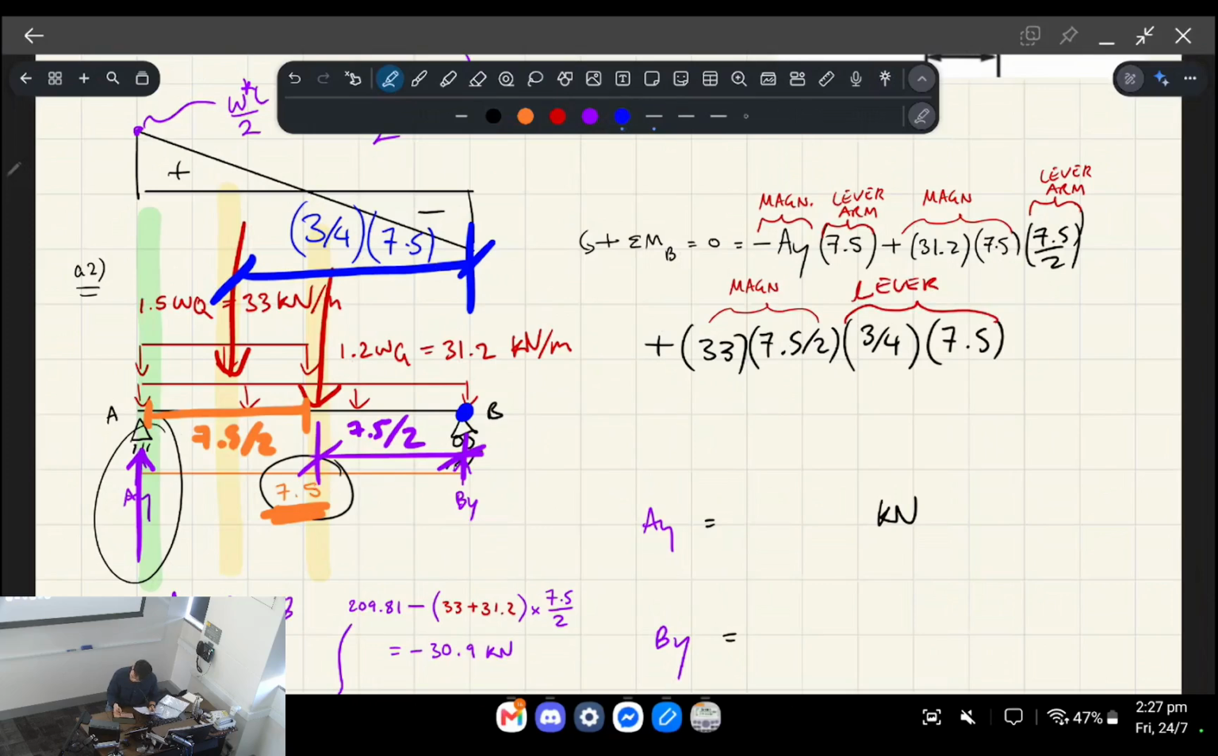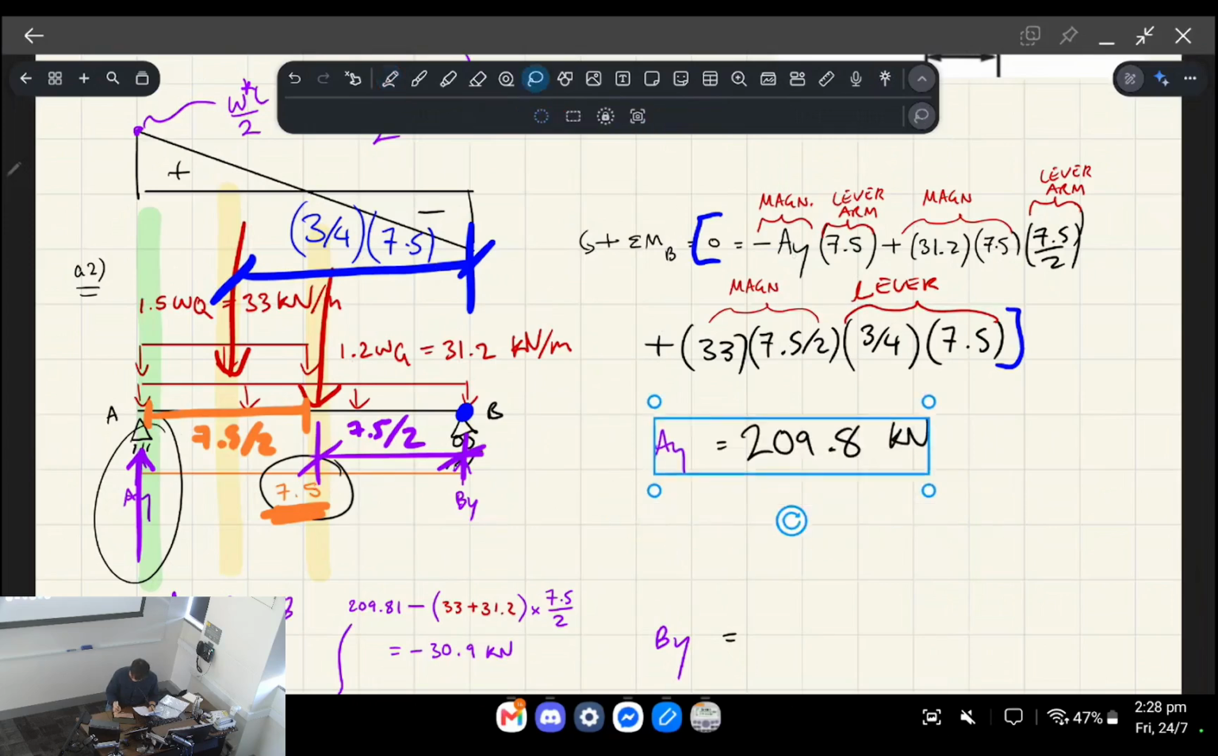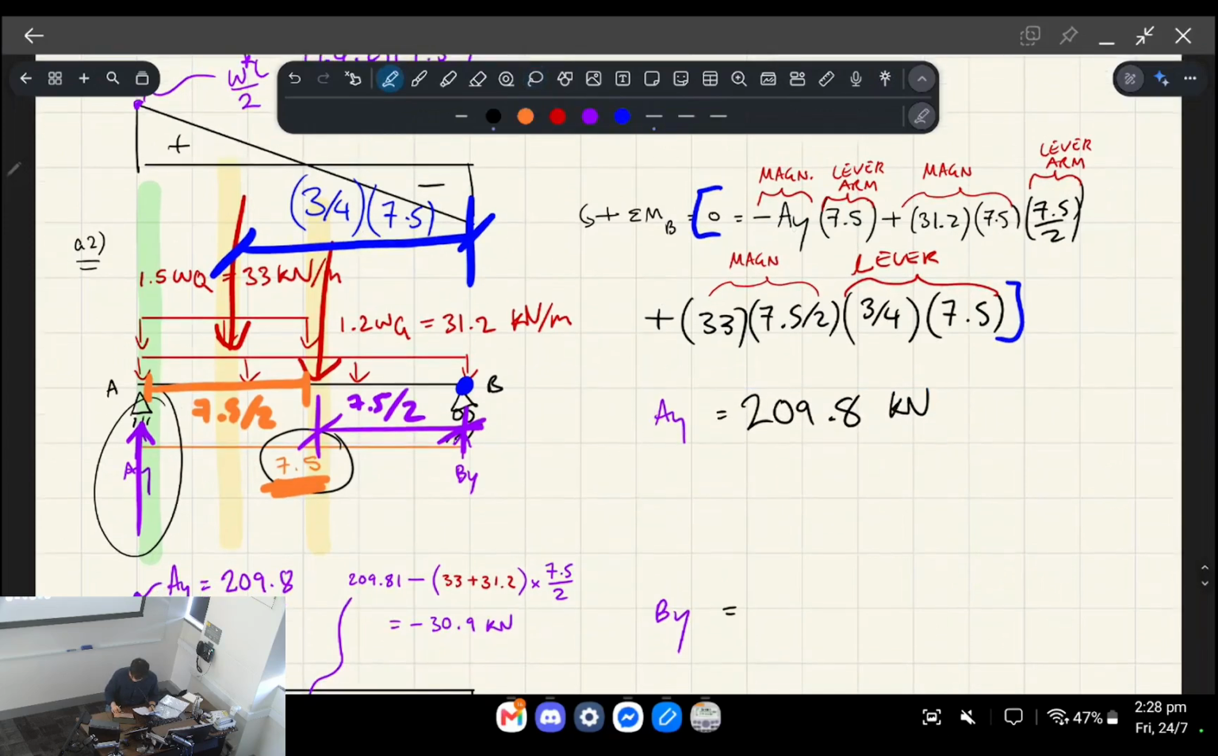Okay, so now what you're going to find is that this whole expression is solvable because we've only got one unknown. Our only unknown is AY. And AY is going to be 209.8. So we have now just figured out the support reaction A. What we're interested in now is finding the support reaction B.